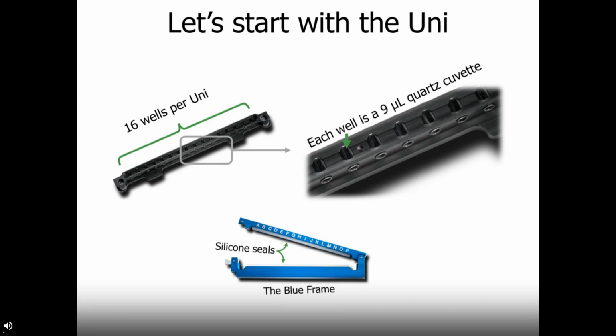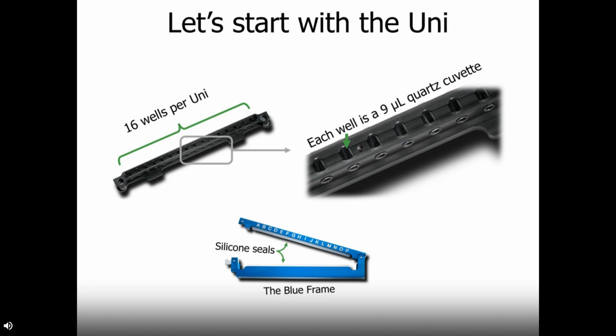The secret sauce of the Uncle is the uni. It's an anodized aluminum frame with 16 quartz cuvettes, where each quartz cuvette holds 9 microliters of sample. So all you do is pipette in your sample and seal the uni inside of its blue frame so silicon seals clip around those little cuvettes. Just like that, you have a nicely sealed sample where you don't have to worry about evaporation over long periods of time or over a thermal ramp.